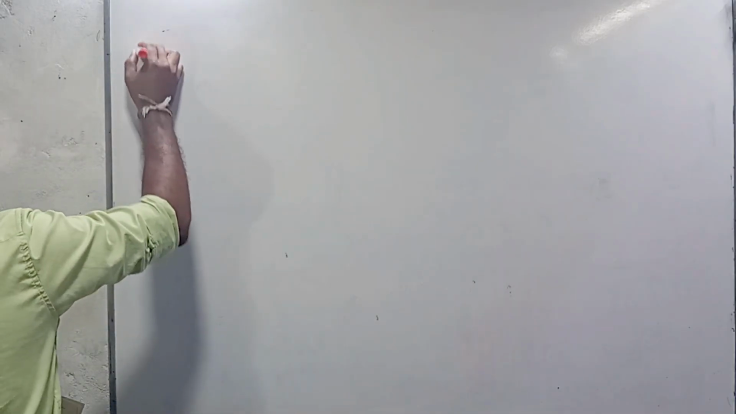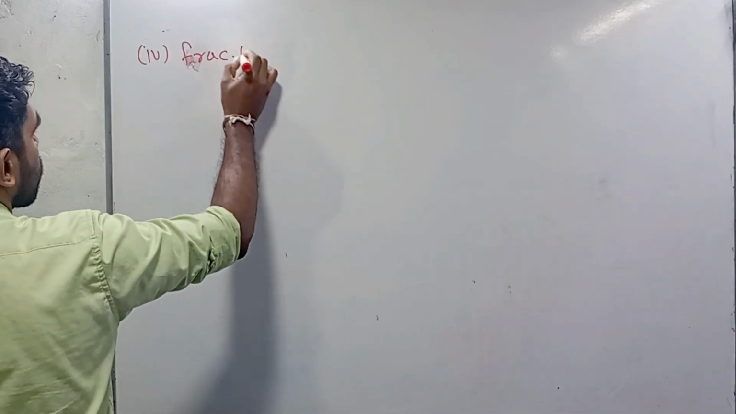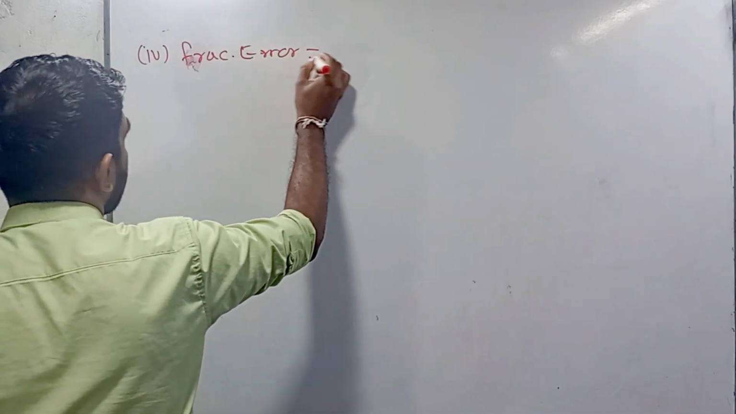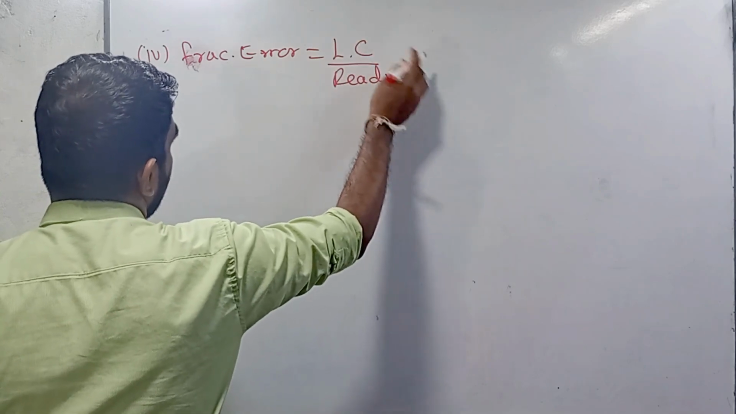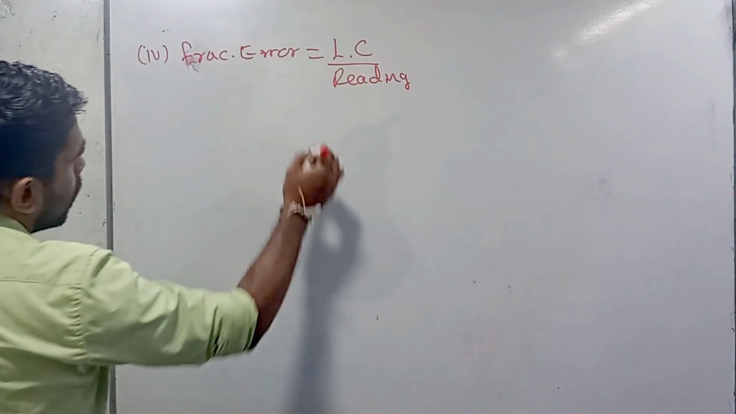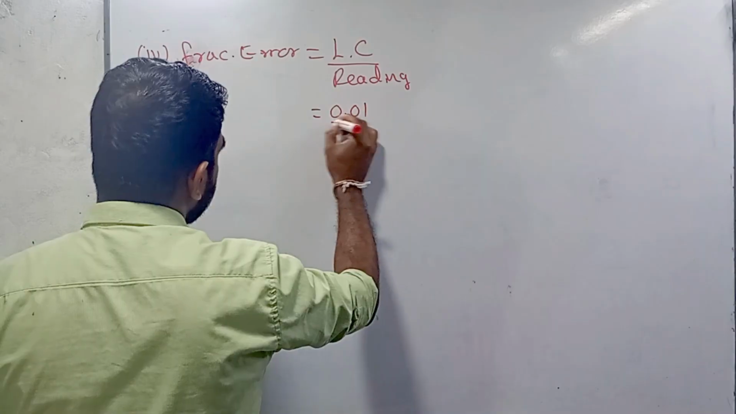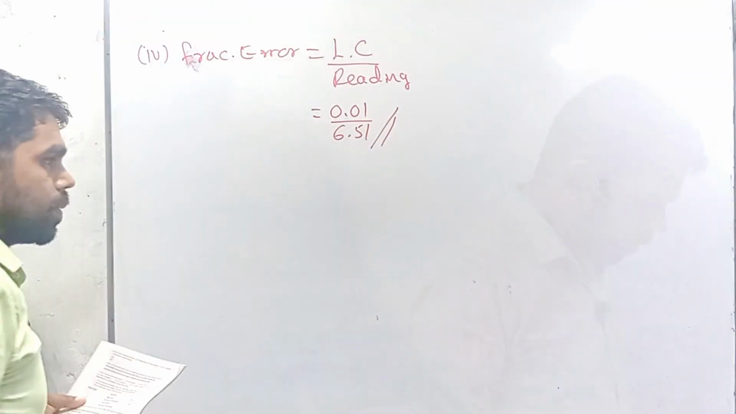Then we can write the fractional error equals least count divided by reading. You have to remember that this one is the reading, not the corrected reading. Least count is 0.01, reading 6.48. I will not simplify it.